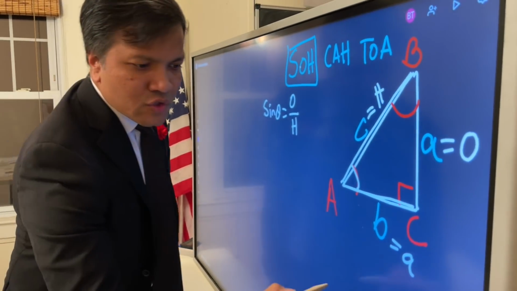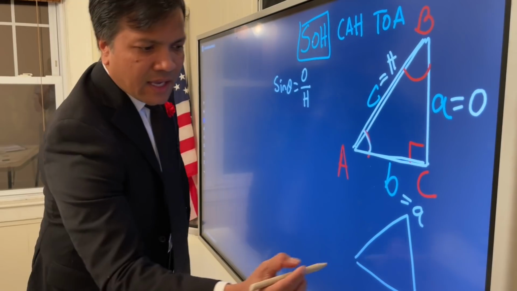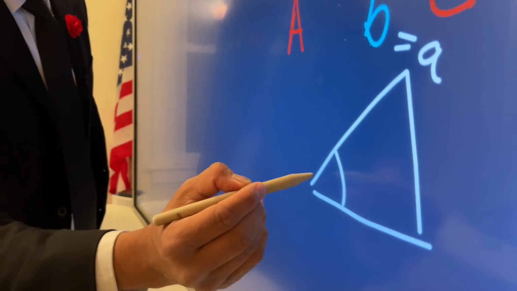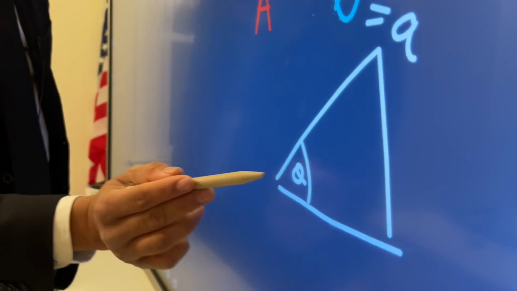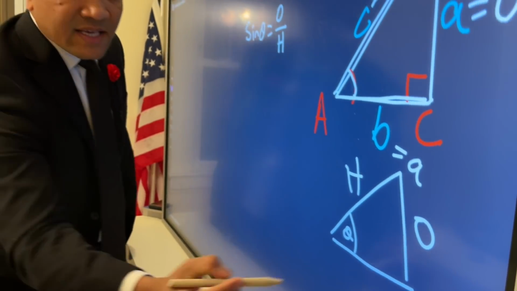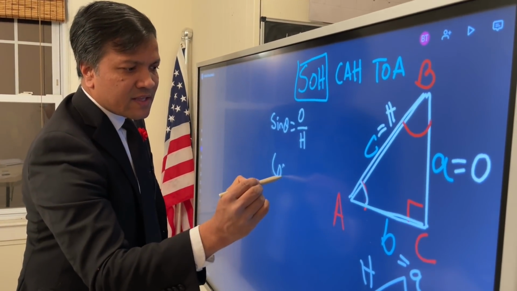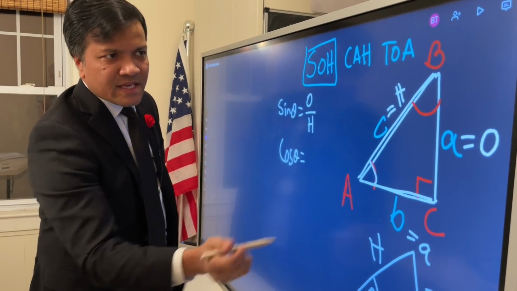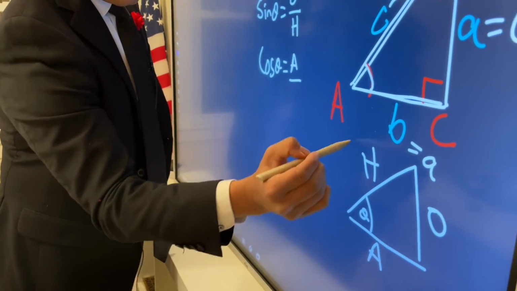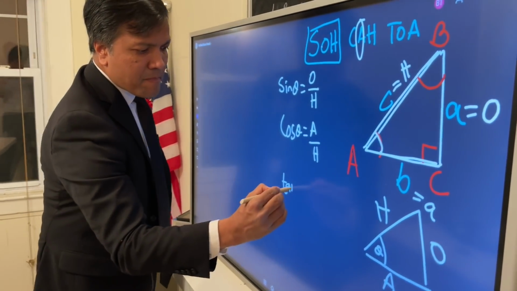All right, so if we draw this triangle again and look at everything with respect to this theta, this one is opposite, this one is hypotenuse, the longest side, and this one is adjacent. So let's do cosine theta. Cosine theta is adjacent over hypotenuse.